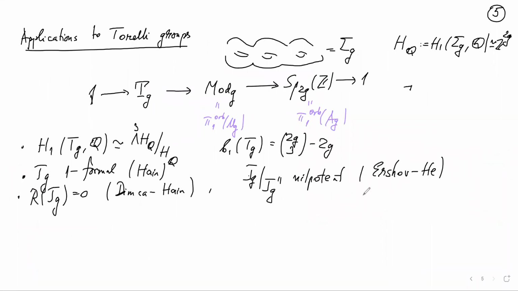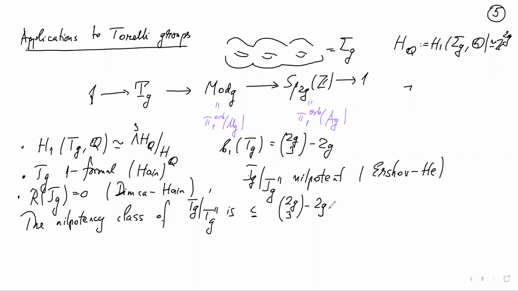So we apply this, and what we get is that this theorem applies in this case: the nilpotency class of the metabelian quotient of the Torelli group is at most the Betti number minus 3, 2g choose 3 minus 2g minus 3. And the virtual cohomological dimension is also the same thing, but minus 2. This is just the previous theorem applied.